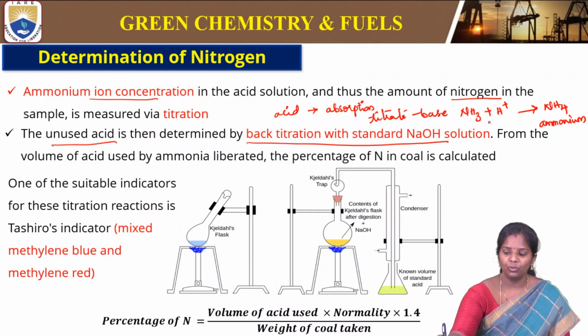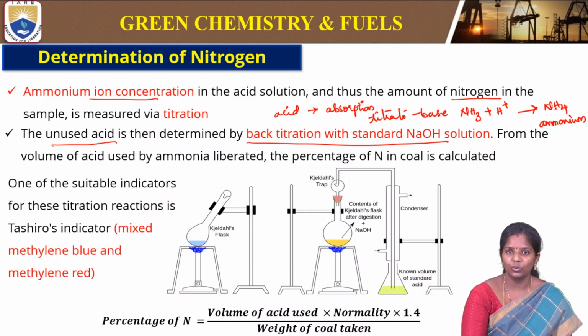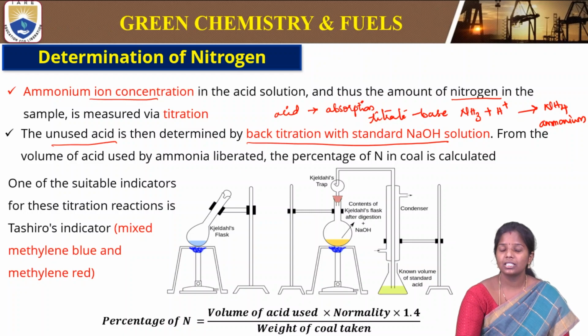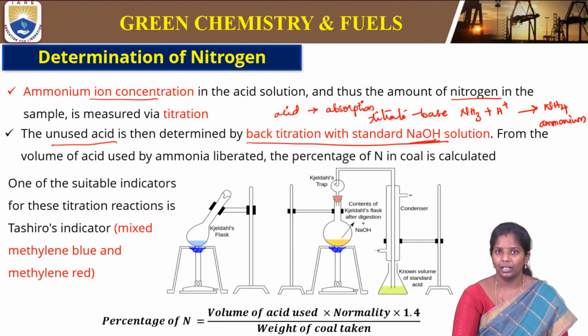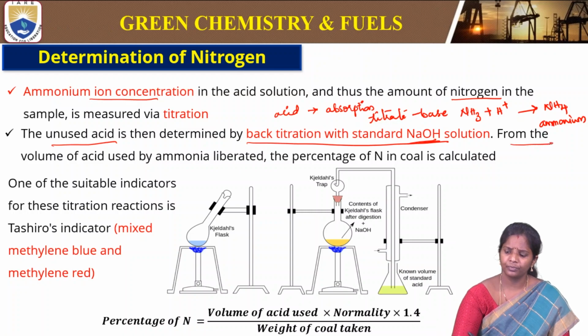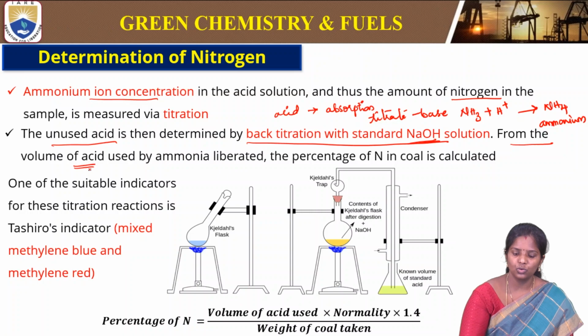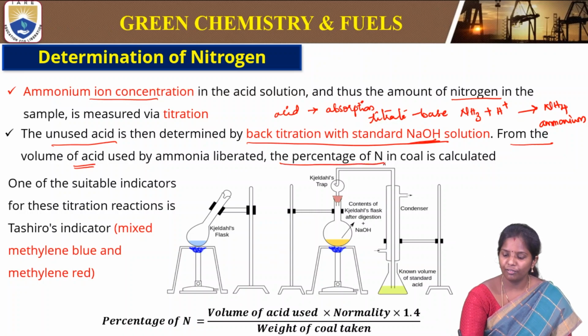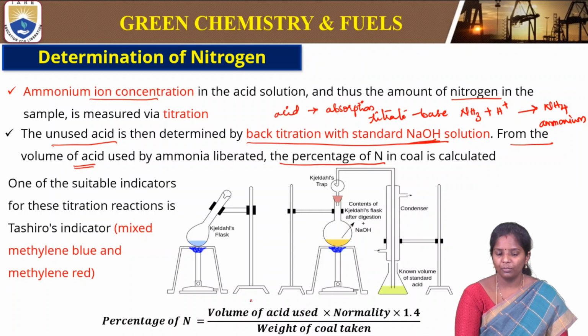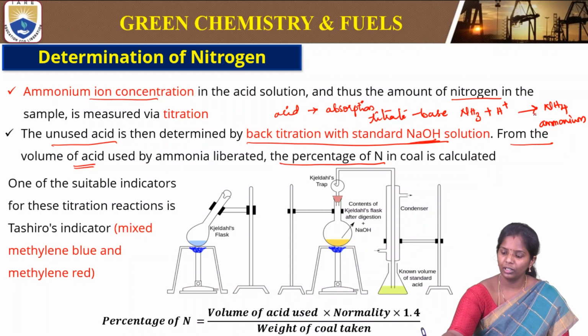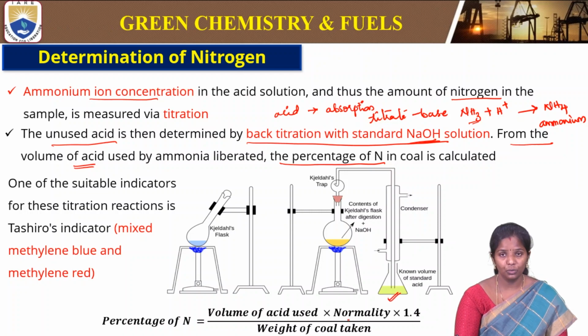That means sufficient ammonia has already reacted, so there are leftover acid molecules present, which have to be titrated against a base to obtain how much ammonia is present in that particular coal. From the volume of acid used by the ammonia liberated, the percentage is calculated. The ammonia absorbing into the standard acid will use some acid molecules, and that will give the percentage of nitrogen present in the coal.